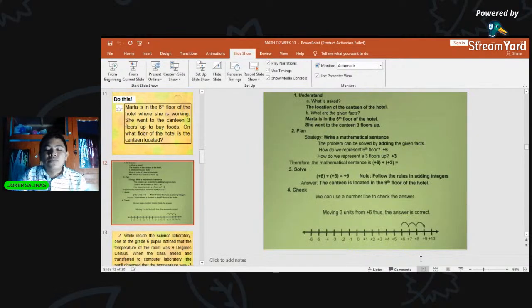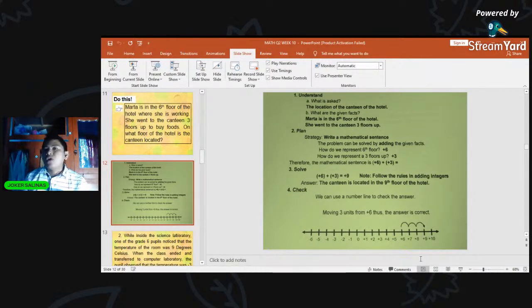So first, in order to solve the given problem, you must understand it. You must know what is asked. So what is asked there? What is asked in our given problem is the location of the canteen of the hotel. So the hotel has a canteen. Where is it located? On what floor is it located? So what is being asked is the location of the canteen of the hotel.